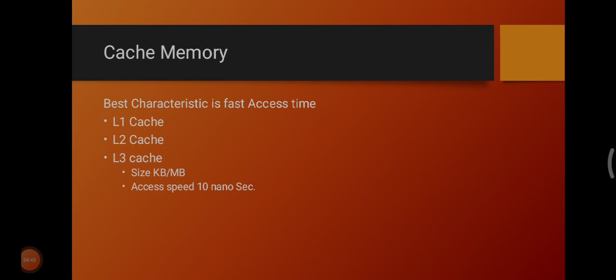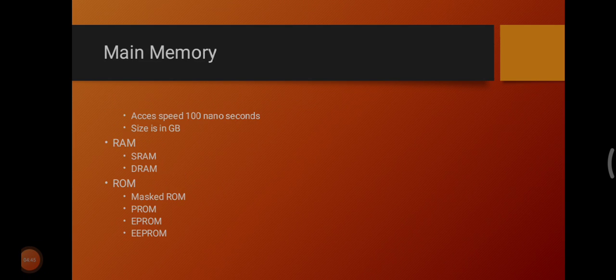Then the next level of hierarchy is the main memory. The main memory in a computer is nothing but the memory unit in the CPU that communicates directly. It is the main storage unit of the computer. This memory is fast as well as a large memory used for storing the data throughout the operations of the computer. This memory is made up of a RAM as well as a ROM.